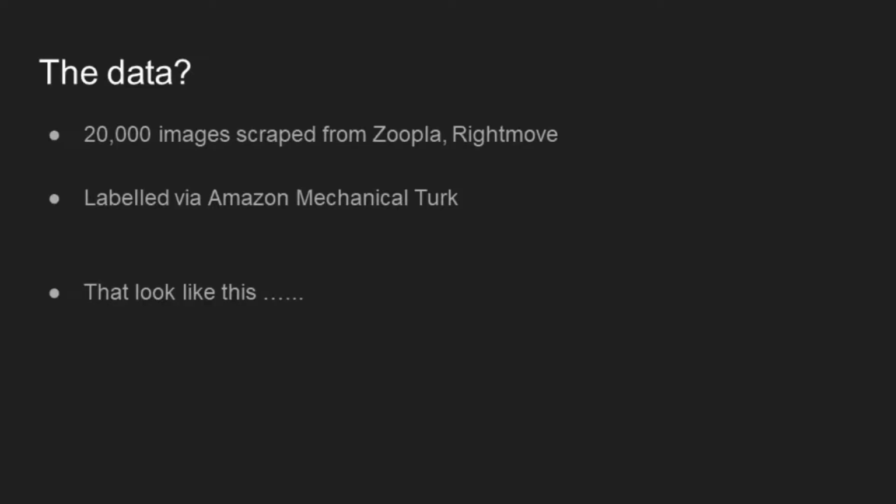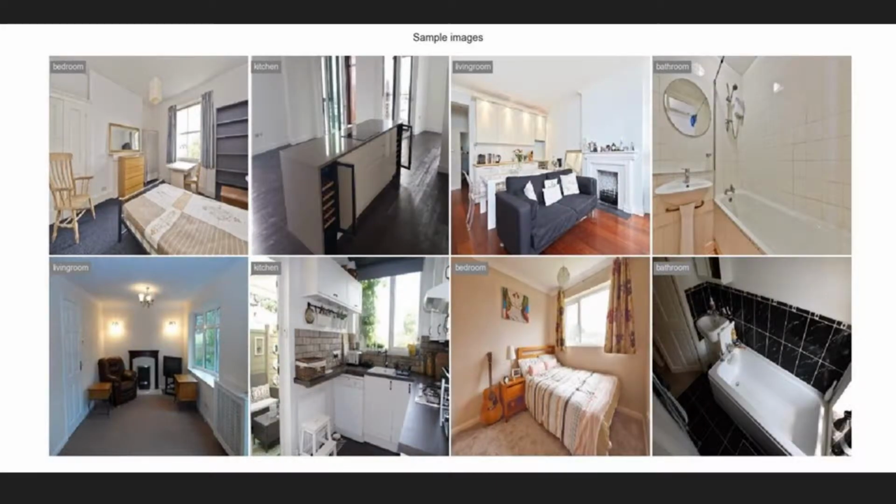The data is about 20,000 images, scraped off Zoopla and Rightmove, labelled questionably, more of that later, via Amazon Mechanical Turk. They look like that. I've gone cross-eyed sometimes going through thousands and thousands of images like this, but lots of them are fine. That's a bedroom, right? That's a kitchen. That's a kitchen, that's a bedroom, that's a bathroom. What's that? That's a studio.